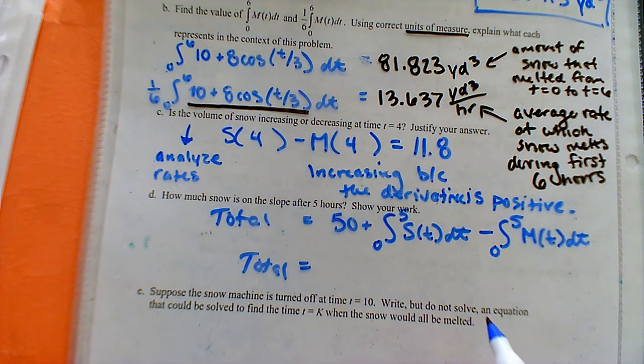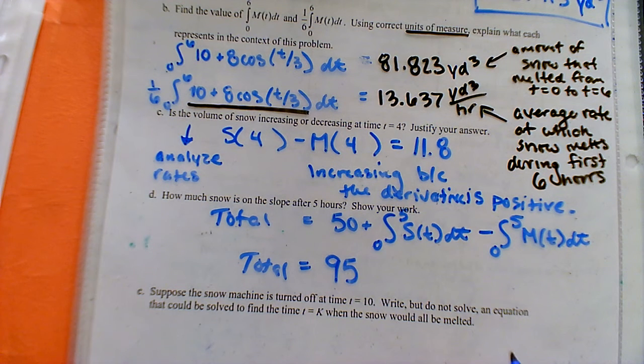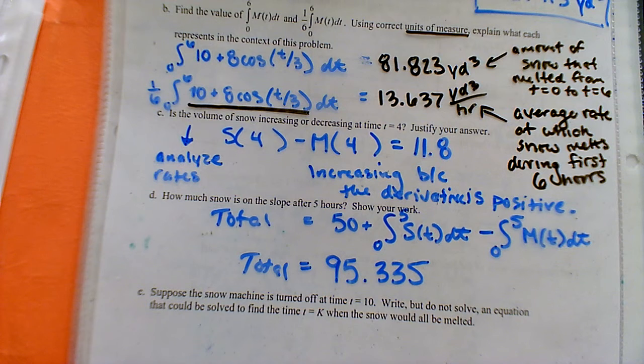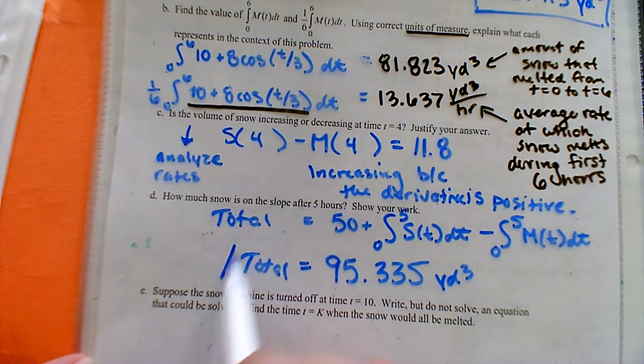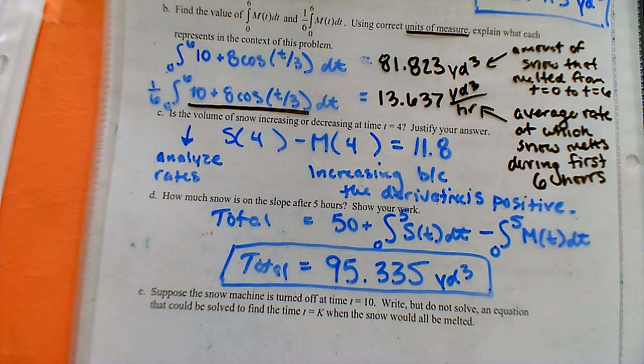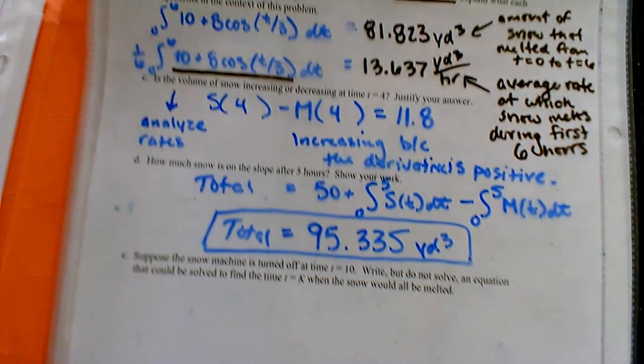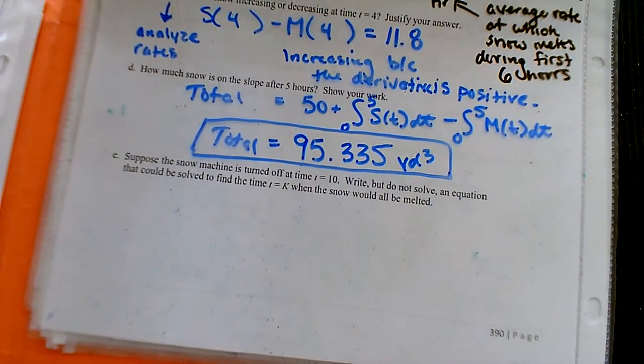Did we get it? Are we on the right track? 95.335? Yeah? And if this is total volume, that would be yards cubed. We doing okay? No. All right, let's try the last one.